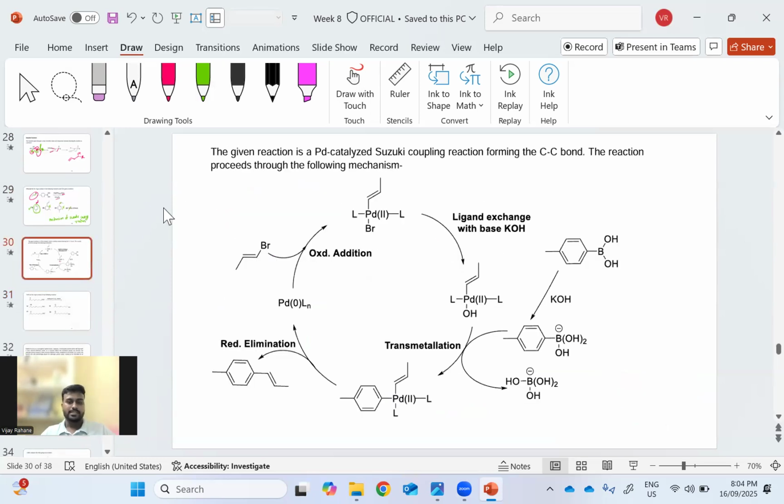And you can refer to this mechanism of the Suzuki coupling reaction. This is a palladium catalyzed Suzuki coupling reaction forming a carbon-carbon bond. This reaction proceeds through the mechanism involved. The first step is oxidative addition.